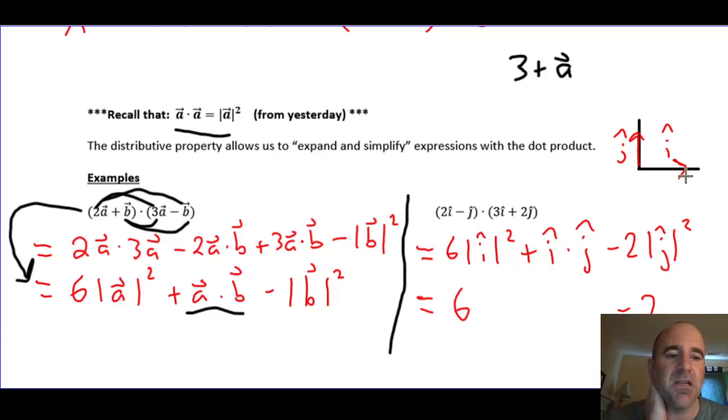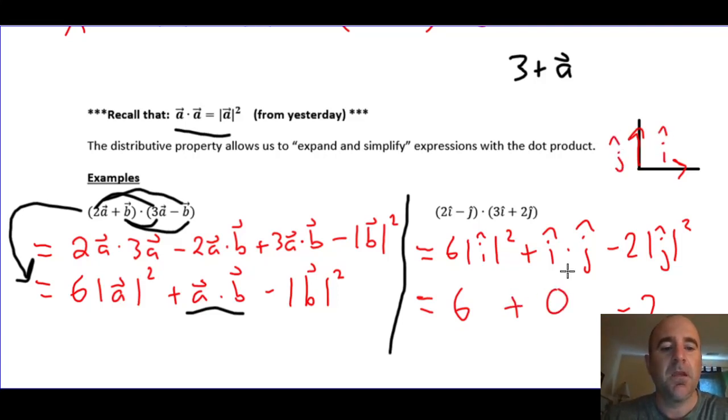The point I'm trying to make here is even if you're in 2 or 3 dimensions, i and j are perpendicular vectors, meaning that their dot product is going to be equal to 0. So the answer here is 6 minus 2, which is equal to 4.